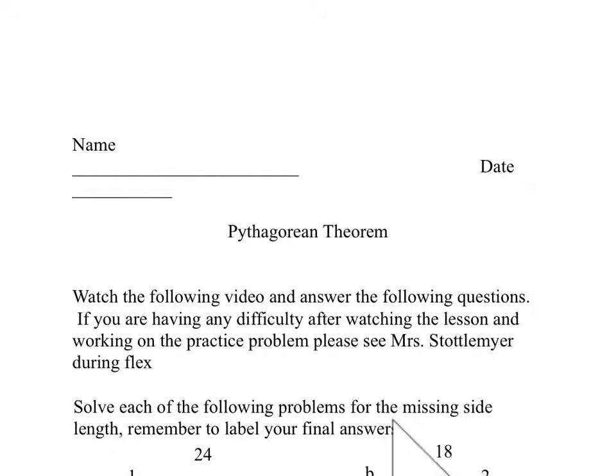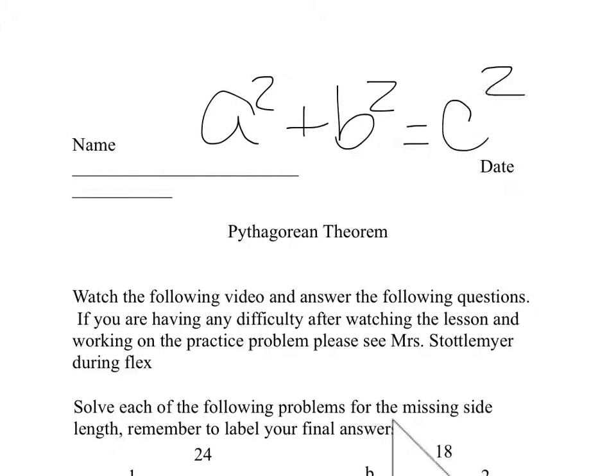Alright, today during RAP we're going to be talking about the Pythagorean theorem. Remember that the formula for the Pythagorean theorem is a squared plus b squared equals c squared. A and b are called the legs or the bases, and c is referred to as the hypotenuse.